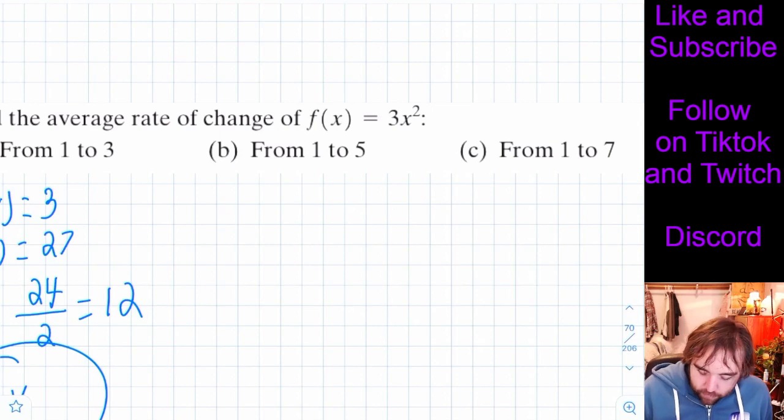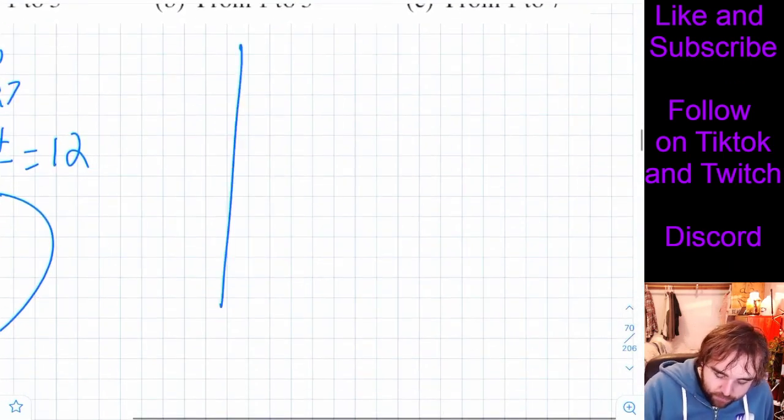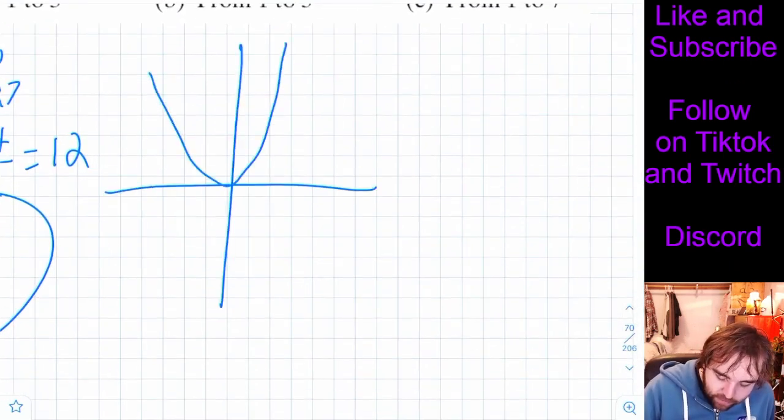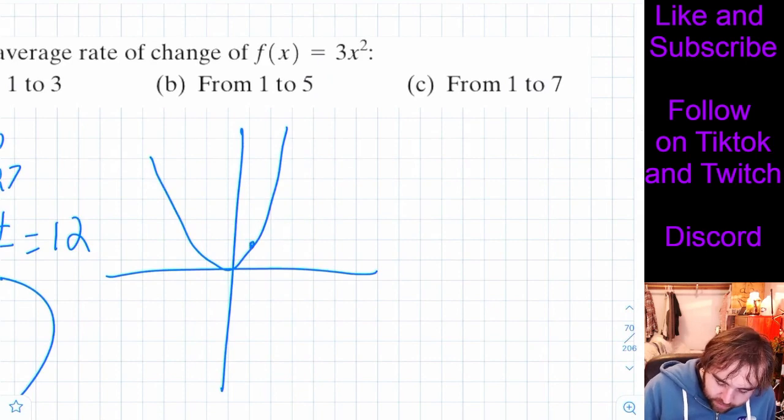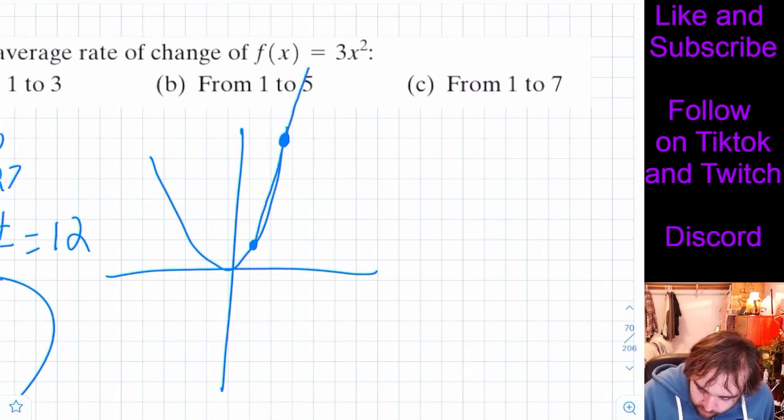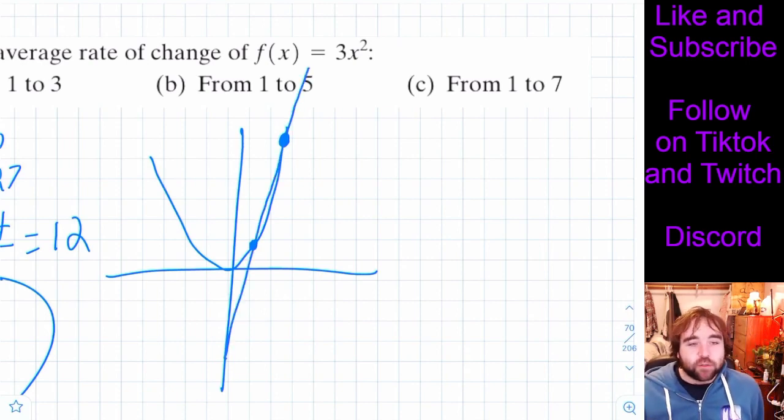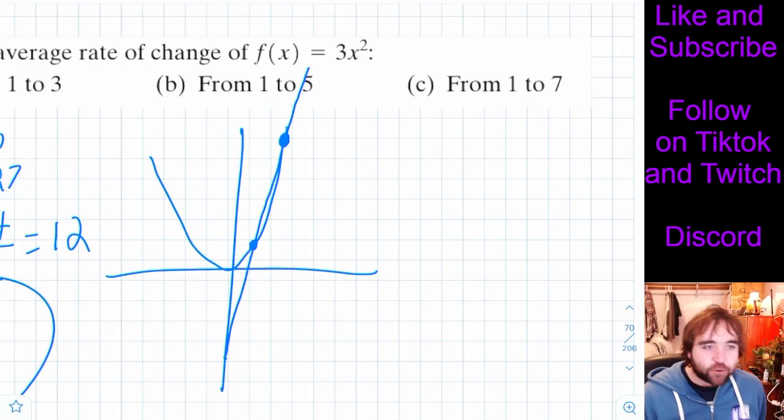But here, we're talking about looking at this graph. So this graph looks something like this. They're talking about looking at this point here at x equals 1. Looking at this point, call it x equals 3. And they're talking about what is the slope of the line between those 2 points. That's what average rate of change is.